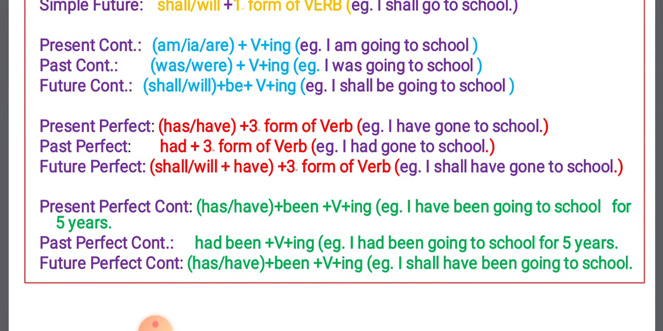In the same way, present perfect has/have plus third form of verb: I have gone to school. Past perfect: had plus V3, meaning third form of verb. For example, I had gone to school. And future perfect: shall, will plus have plus third form of verb: I shall have gone to school. In the same way, in present perfect continuous you'll see: I have been going to school for 5 years. Then past perfect continuous: I had been going to school for 5 years. Then future perfect continuous: I shall have been going to school.